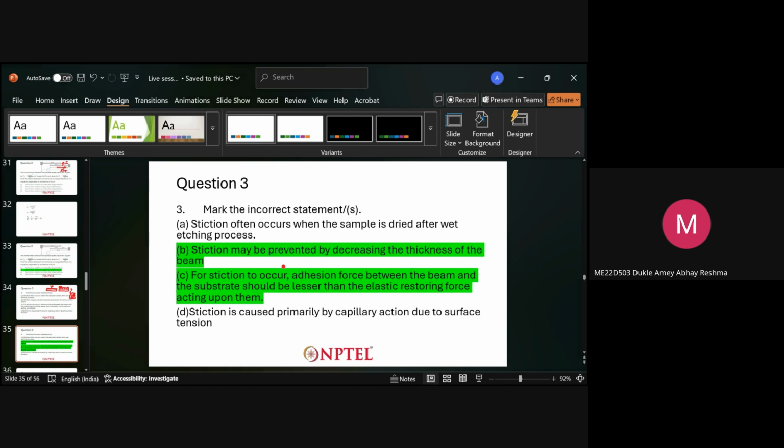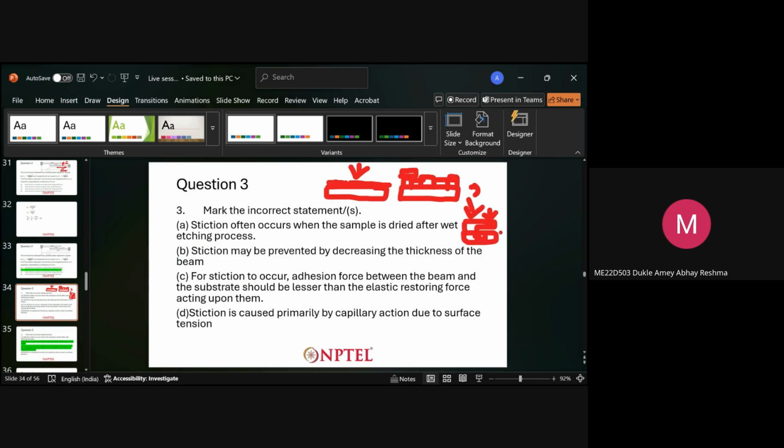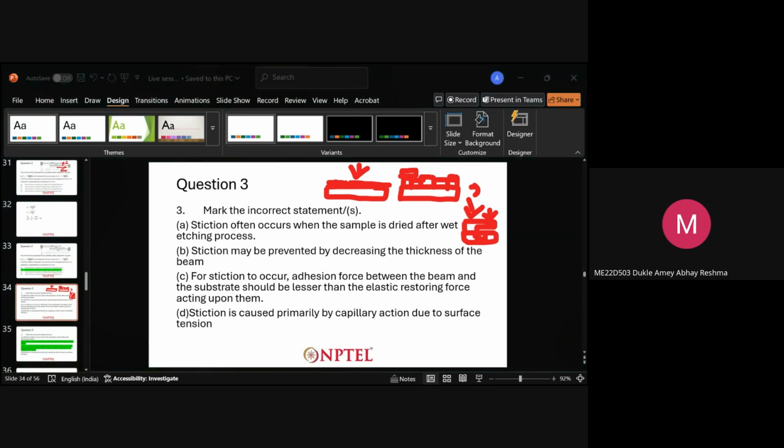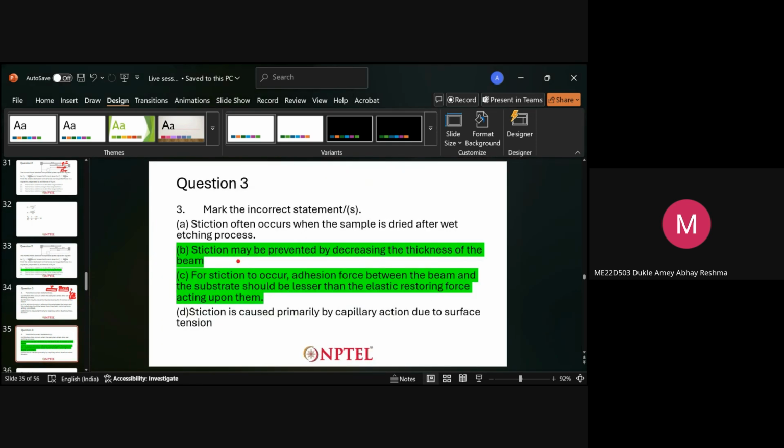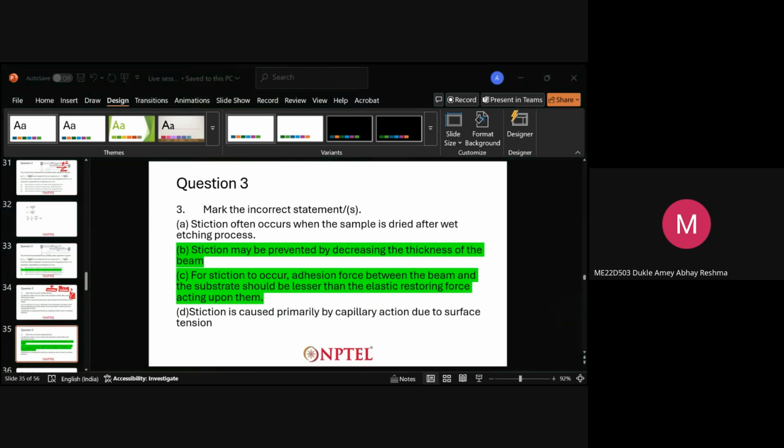So the answer is, if you reduce the thickness, the beam will be more prone to sticking to the substrate. If we reduce the thickness, the stiction will increase, not reduce. So this is one of the wrong statements. And again, for stiction to occur, the adhesion force between the beam and the substrate should be more than the elastic restoring force. If the restoring force is high, the stiction will not occur. So these statements are the wrong statements. Anyone has any questions?